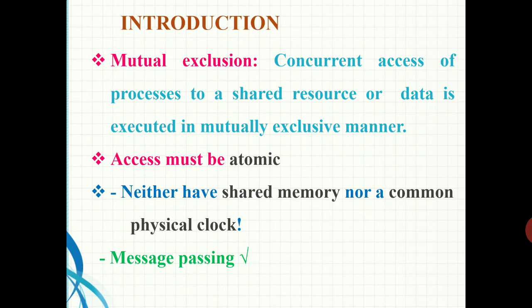In a distributed system, we have neither shared memory nor a common physical clock, and therefore we cannot solve the mutual exclusion problem using shared variables. To solve the mutual exclusion problem in a distributed system, we are going to use message passing.